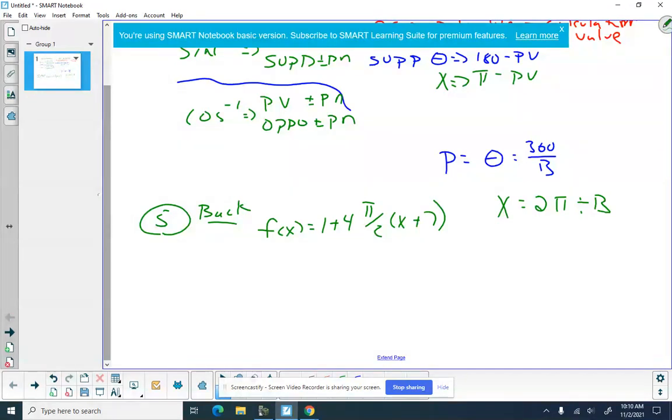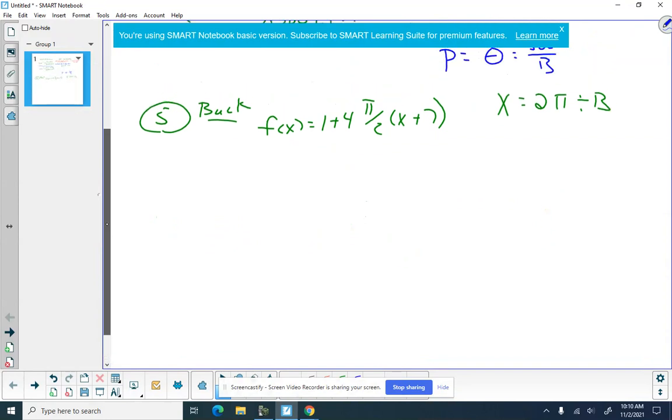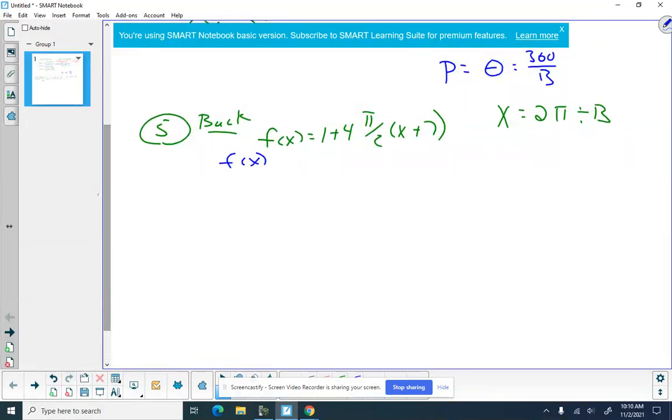And we are given f of x is equal to 2. So we have 2 is equal to 1 plus 4 cosine of pi over 2 x plus 7. Your first steps are going to be the same each and every time. You're going to subtract your constant, or take your constant over, and then divide by your coefficient. So you're going to subtract the 1, divide by 4.